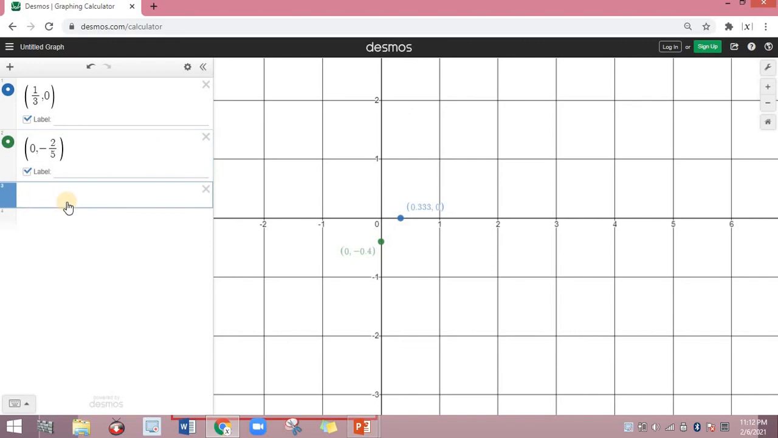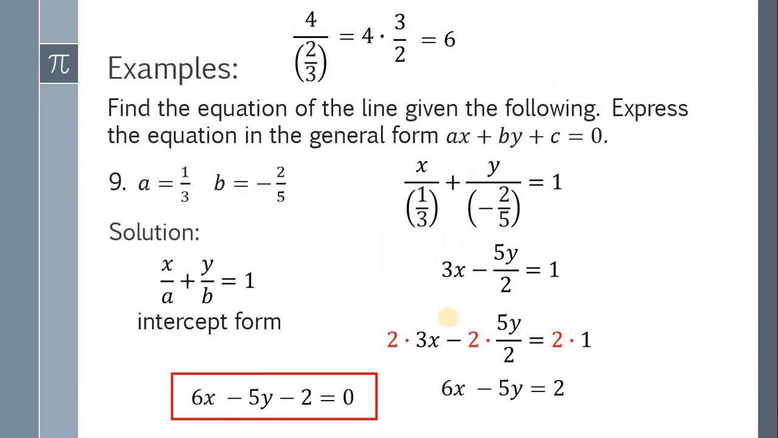Yung equation ng line na nakuha natin is 6x minus 5y minus 2 is equal to 0. Again, kailangan dadaan to sa dalawang point na given natin. And as you can see, dumaan yung ating equation ng line dun sa ating dalawang given point. So, meaning, our answer is correct. So, balik tayo sa ating discussion. Therefore, we're done.